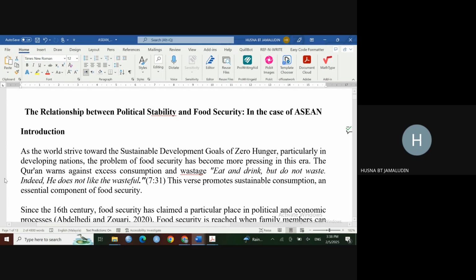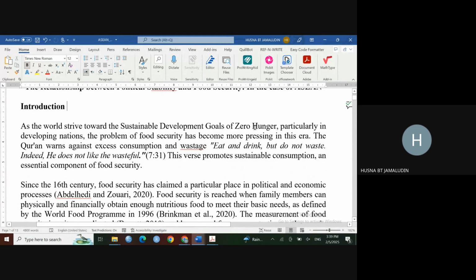Okay, so the topic is the relationship between political stability and food security in the case of ASEAN. So you have a specific target group, a specific region, which is ASEAN, and then you want to see the relationship. When you talk about economics, you always want to see the correlation, relationship, positive, negative, right? And the variables are political stability and food security. Okay. So remember the introduction. You are searching for a problem statement. As the world strives towards the sustainable development goal of zero hunger, particularly in developing nations, the problem of food security has become more pressing.